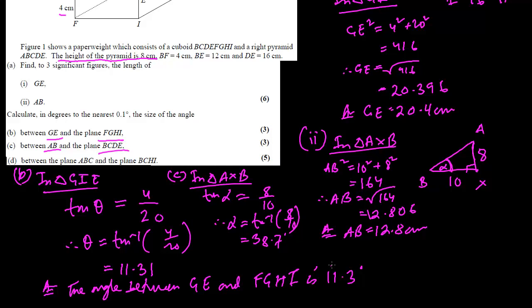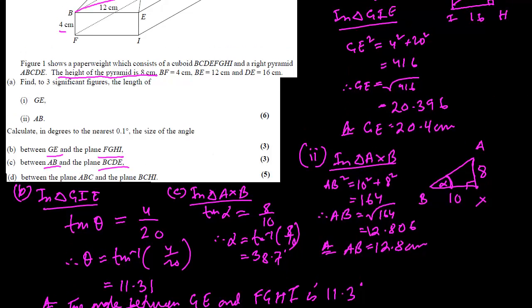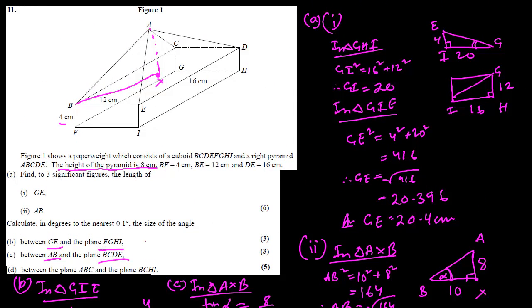We are almost done with the sum, and the final one is usually the most difficult. So here we have to find the angle between the plane ABC, that means this is the plane ABC, and the plane BCHI. So that's a bit different because that plane is going to be BCHI. So it's going to be this plane.